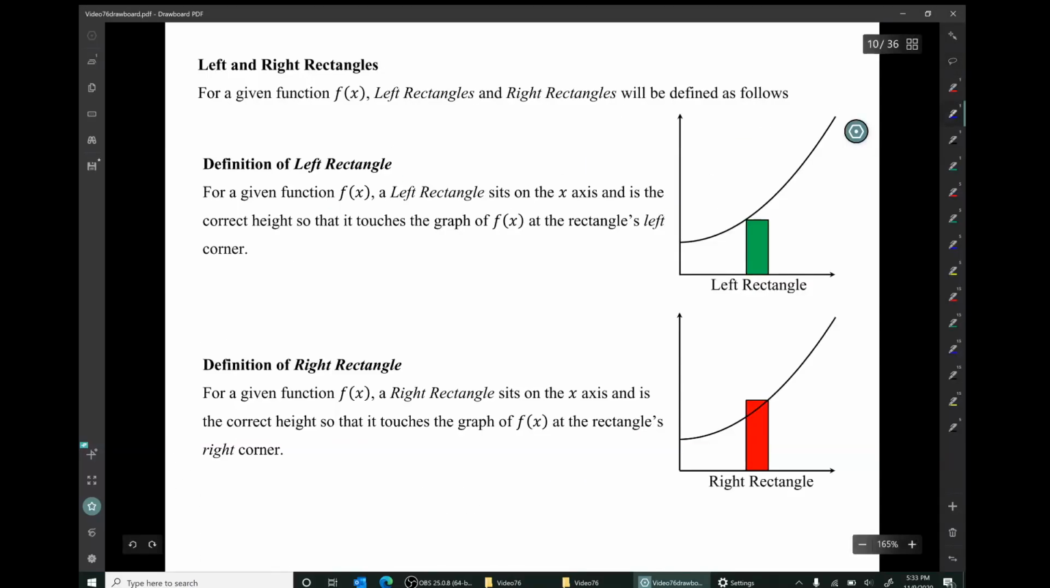So first, left and right rectangles. For a given function f of x, we're going to define left rectangles and right rectangles as follows. A left rectangle sits on the x-axis and is the correct height so that it touches the graph of f at the rectangle's left corner. So there you see the rectangle's left corner touches the graph. The definition of a right rectangle is that it sits on the x-axis and it's the correct height so that it touches the graph of f at the rectangle's right corner. So you can see that this red rectangle touches the graph at the rectangle's right corner.